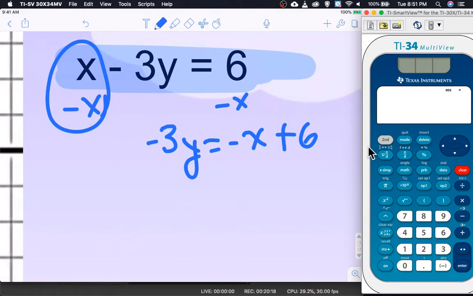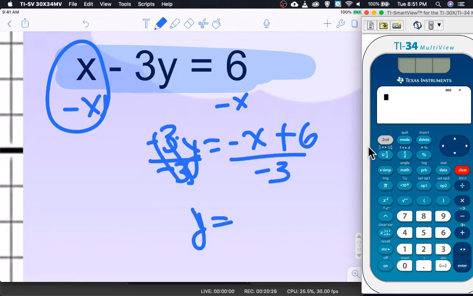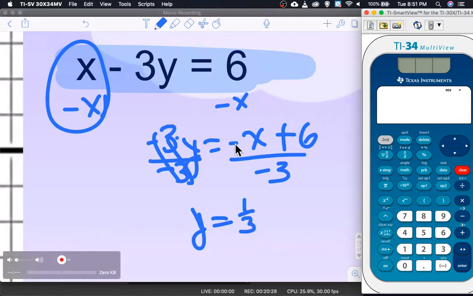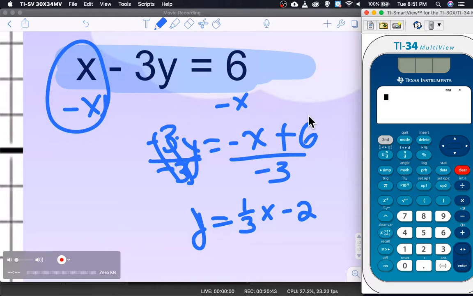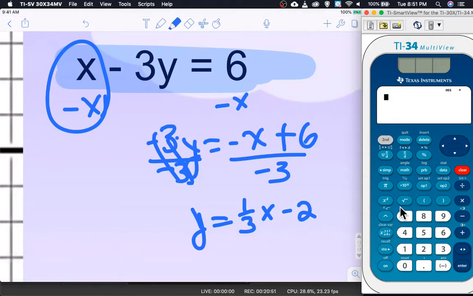To get the y by itself, since this is a multiply by negative 3, I'm going to divide both sides by negative 3. And we have y equals 1/3, that is negative 1 divided by negative 3 is just the fraction 1/3. Remember, we like our slopes as fractions. 1/3 x, minus 2. That is this 6 divided by negative 3 is negative 2. So this is solving for y. Now this equation is in slope-intercept form. That's the equation I'm going to graph.